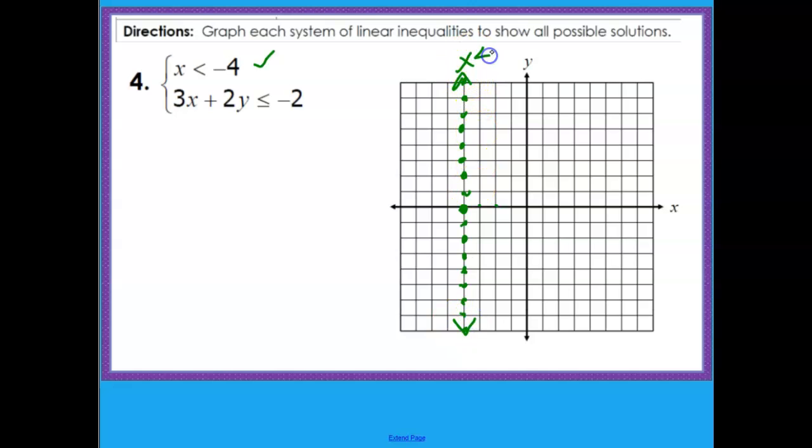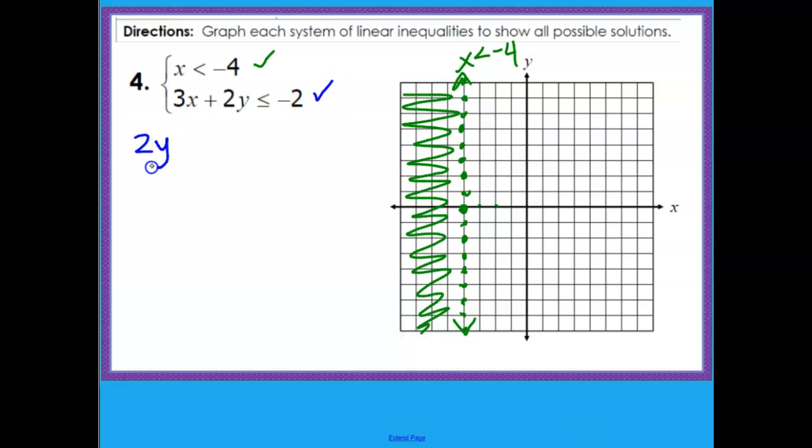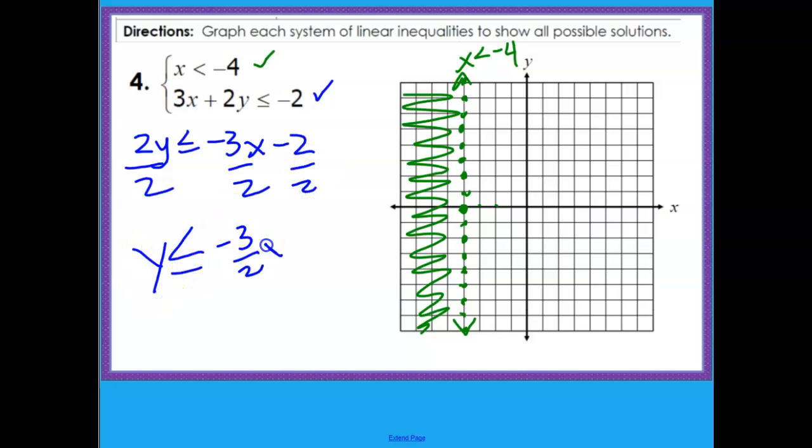I'm going to label my graph, and now let's think. There's no above or below here because the line is vertical, but if the solutions are anything less than -4, then that means the solutions are over here. The second one needs a little manipulating, so I'm going to bring the 3x over to the other side. I'm going to divide by 2, and there's no reversing this time. No reversing, because I did not divide by a negative.